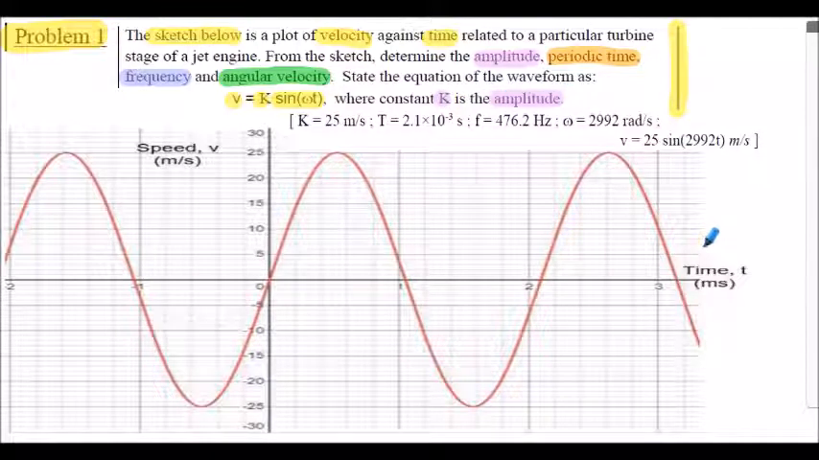Just be careful with this question. The vertical axis is speed or velocity, V, in meters per second, and the horizontal axis is instantaneous time, little t, in milliseconds. I would encourage you to stop the presentation and attempt problem 1. The answers are shown here in the square brackets.